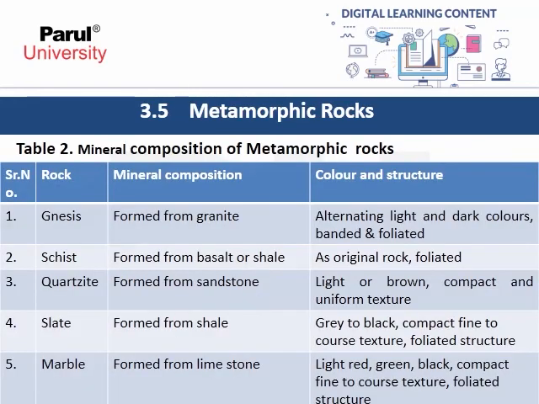So here you can see the mineral composition of metamorphic rocks has been given. The rocks are gneiss, formed from granite, with alternating light and dark colored bands. Similarly, schist, quartzite, slate and marble have been given.